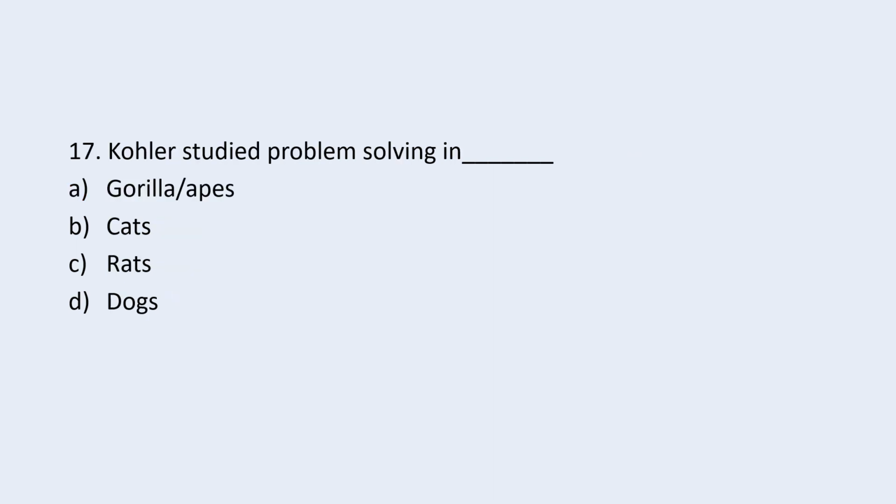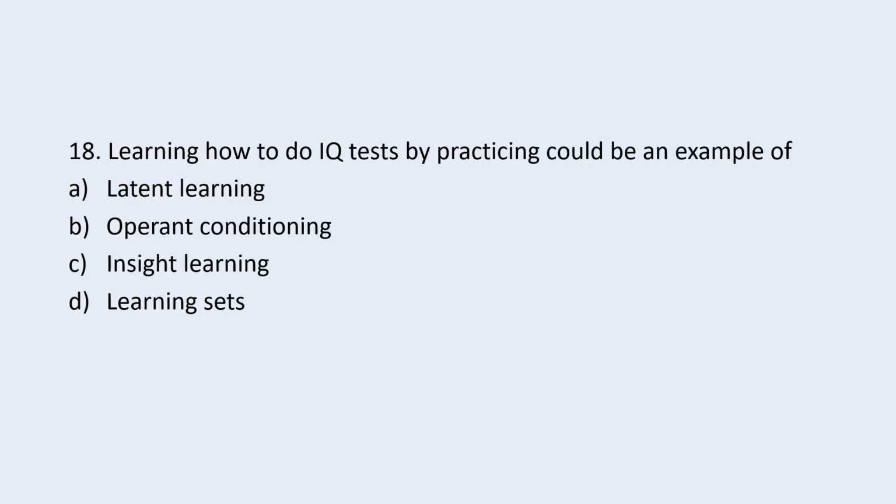17. Kohler studied problem solving in gorillas or apes. 18. Learning how to do IQ tests by practicing could be an example of learning sets. If we define learning sets, it's basically how you learn something from easy to hard.